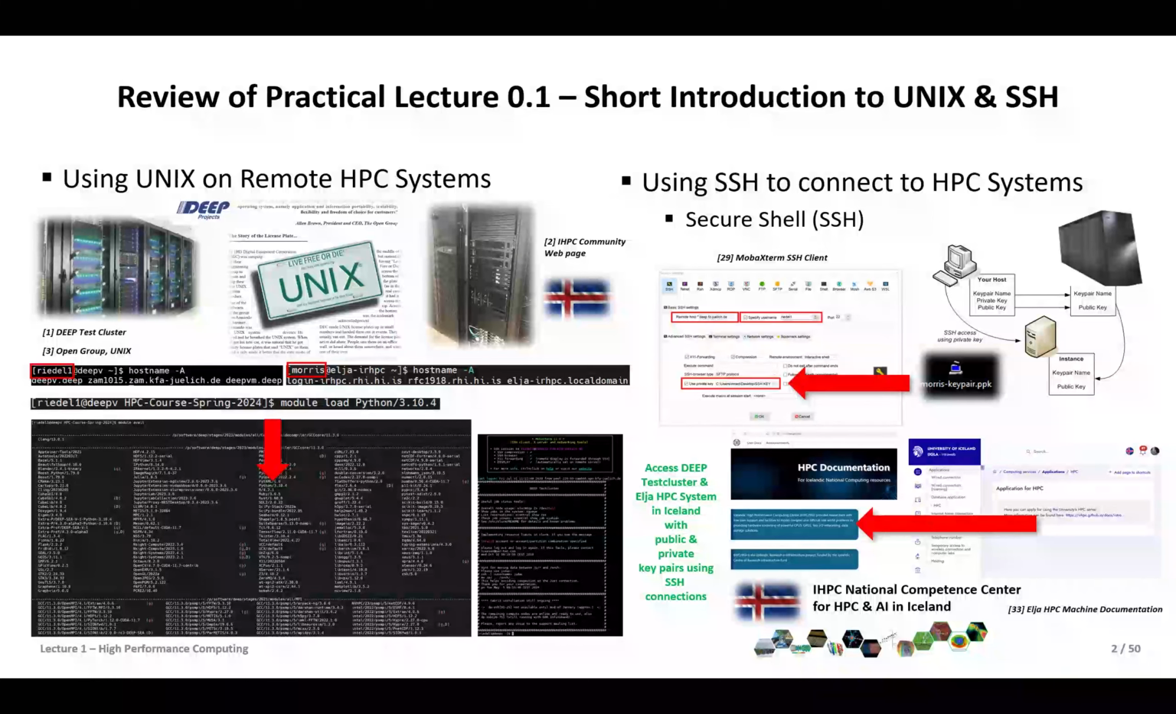Finally, what is also important to realize, you have one ID on your laptop, but in this supercomputing world, you have IDs on different machines that are basically not connected to each other, right? You have seen on the DEEP test cluster, I was Real 1, on the other cluster, I was Morris. So they are basically completely separate from each other. So what you do on one machine will not influence what you do on the other machine. And this is another part of it.